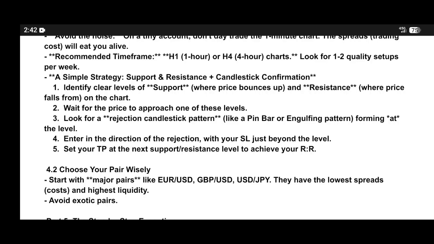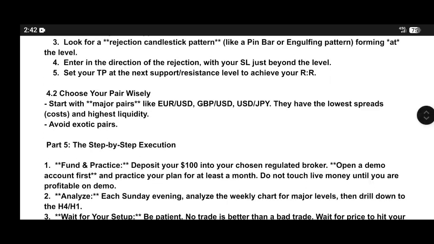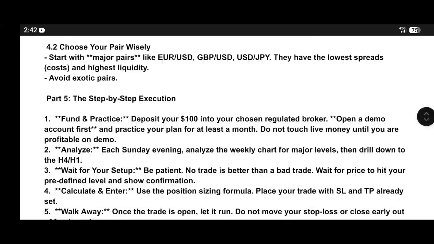Then number 2 is this: choose your pair wisely. Start with major pairs like EUR/USD, GBP/USD, USD/JPY. They have the lowest spread cost and the highest liquidity. So you need to avoid the exotic pairs. Part 5 is the step-by-step guide for execution.